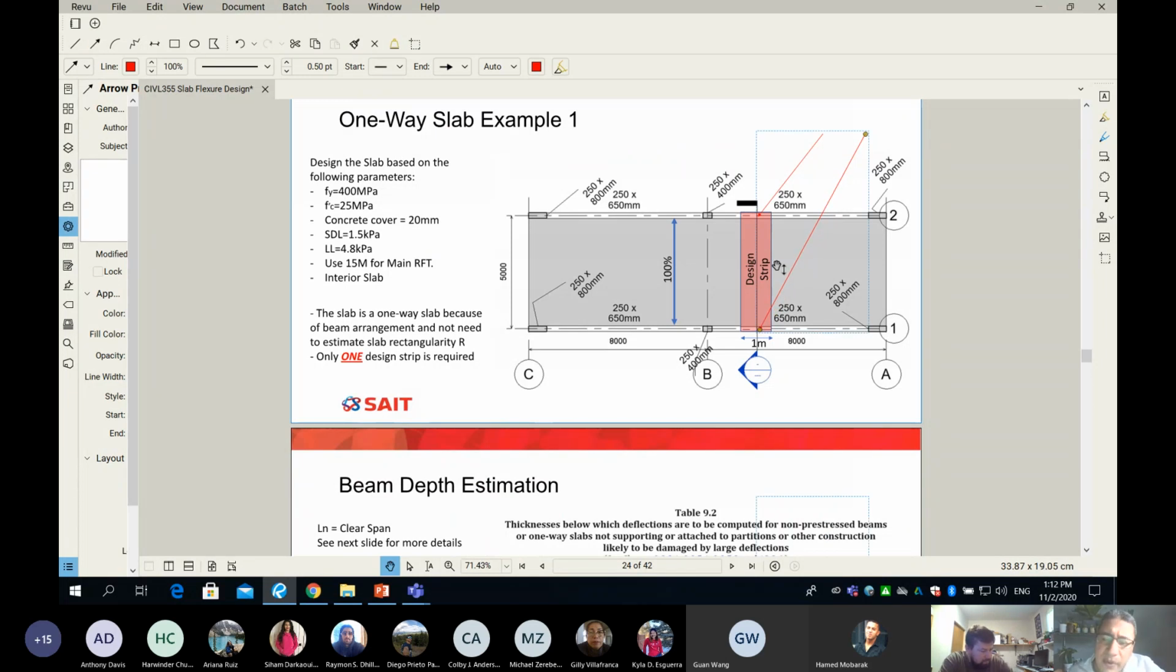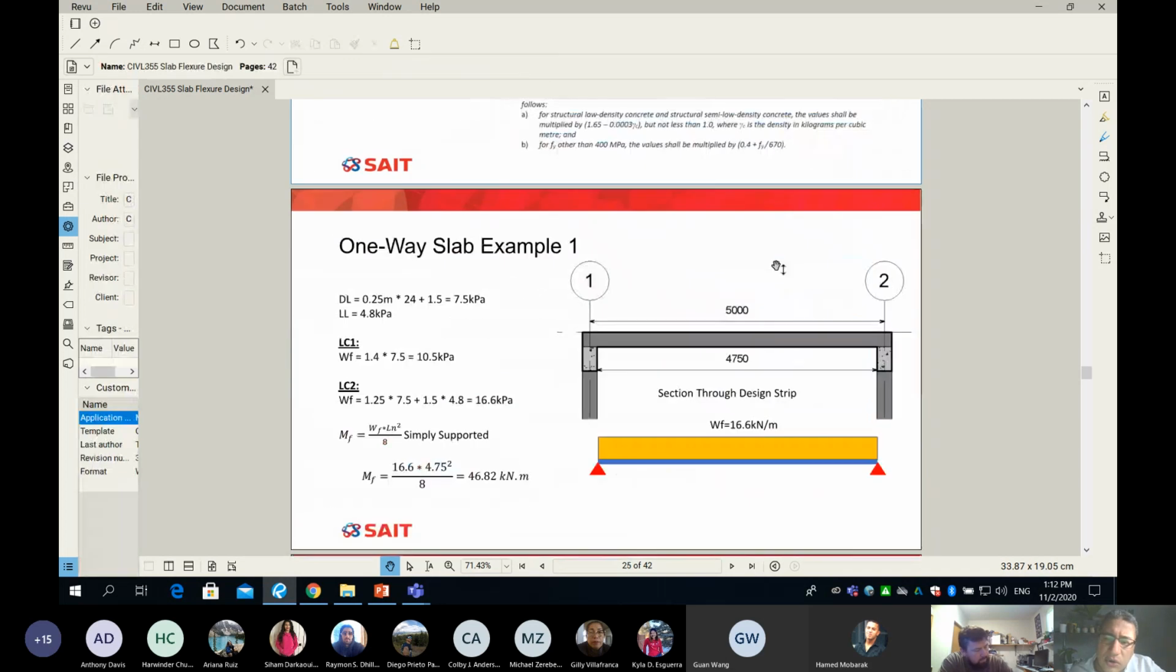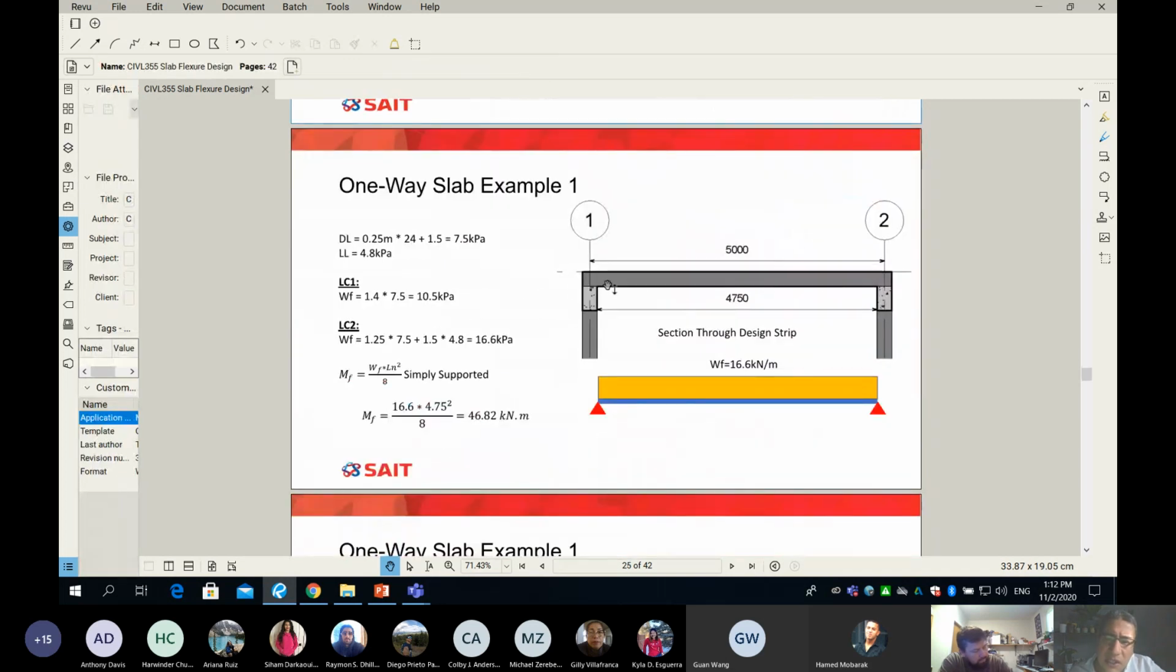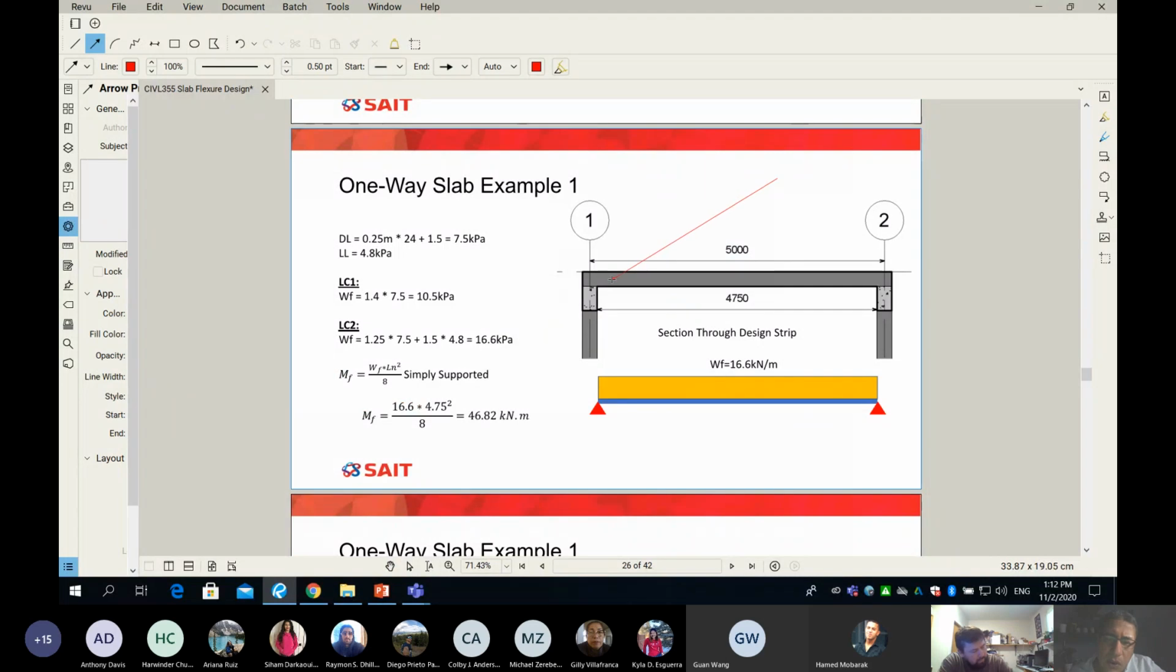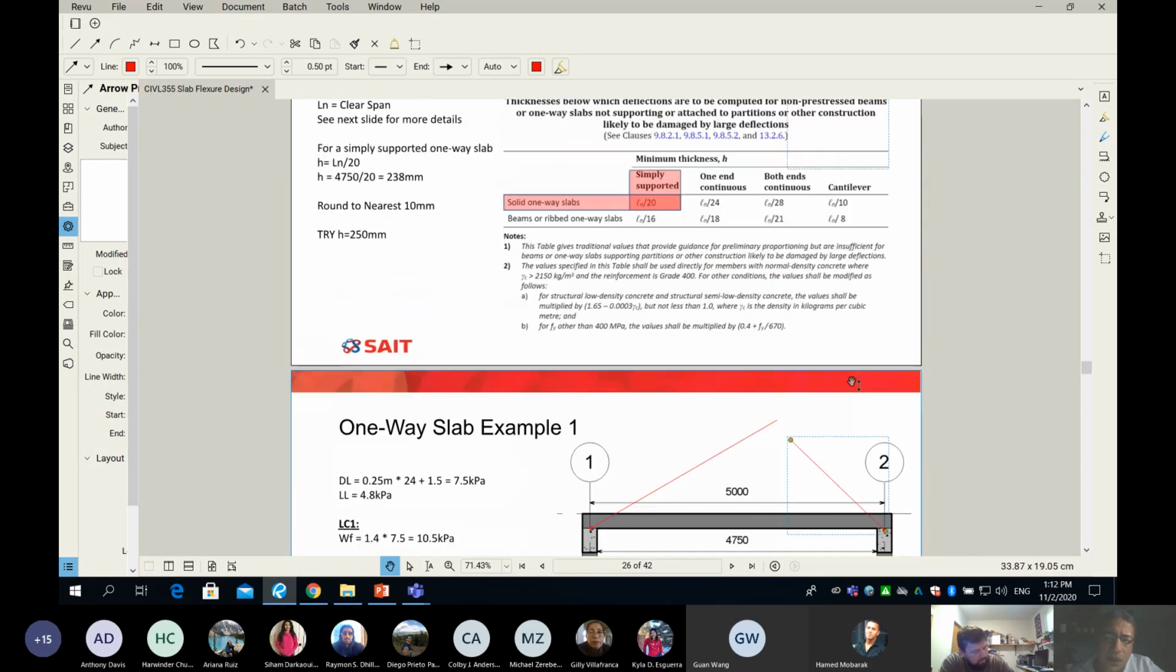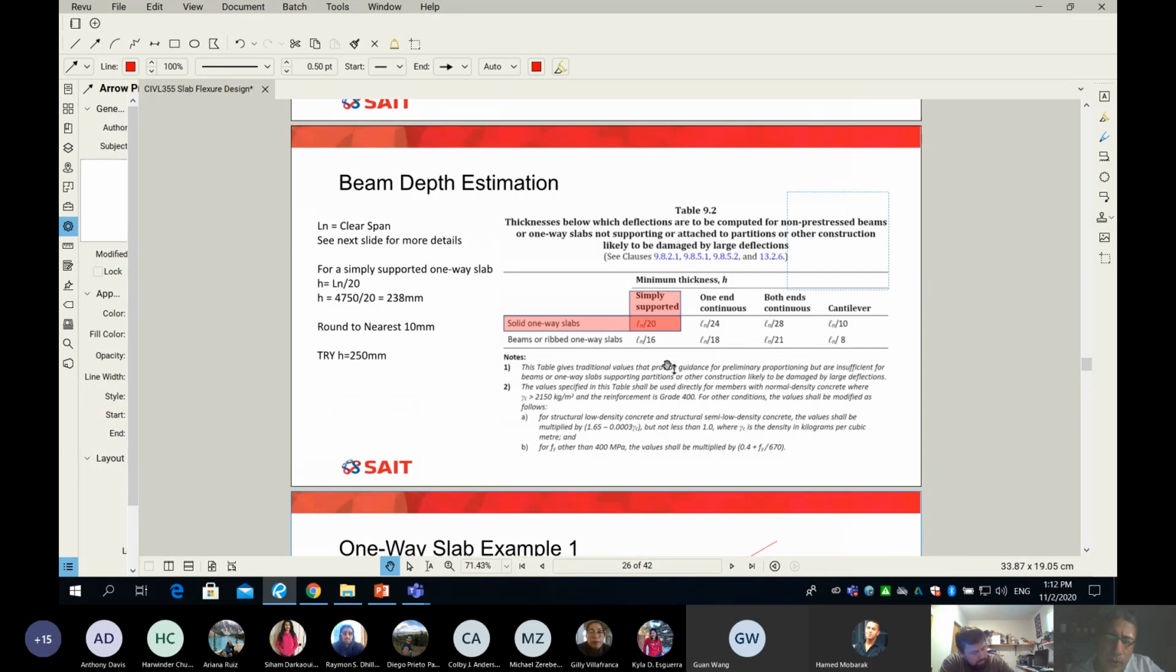Okay, and you have a picture soon, let's go to this. Here is the picture. You can see this is my design strip, and here is my first support point, and this is my second support point. And what do we call this? We call it simply supported. Now, when it is simply supported, how do we find the thickness? We simply have to divide the clear span by 20.